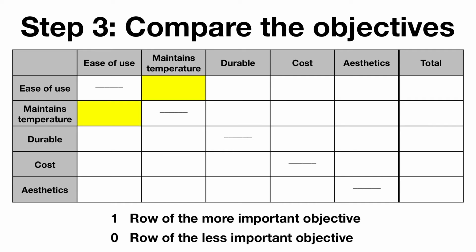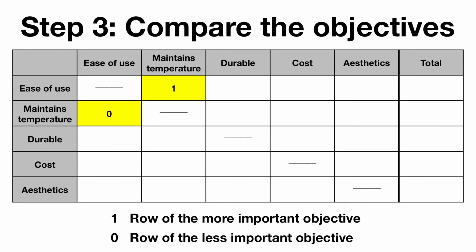So let's first look at ease of use and maintained temperature. Here, ease of use and maintained temperature intersect in 2 different boxes as shown. Now, when comparing ease of use versus maintained temperature, and talking with the clients and the users, it seemed that ease of use was more important. Therefore, we'll score a 1 in the row for ease of use. In the second box, where ease of use and maintained temperature intersect, we'll score a 0 under maintained temperature.